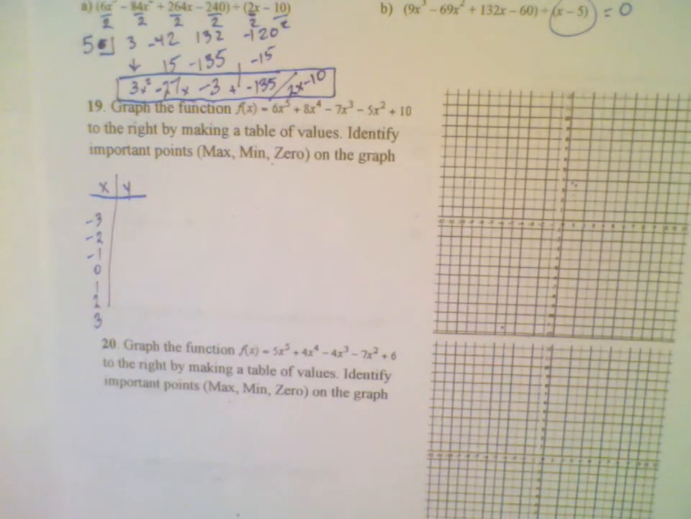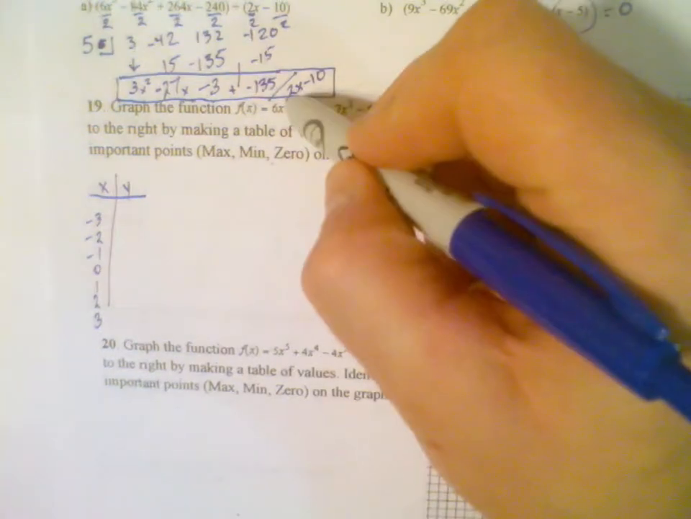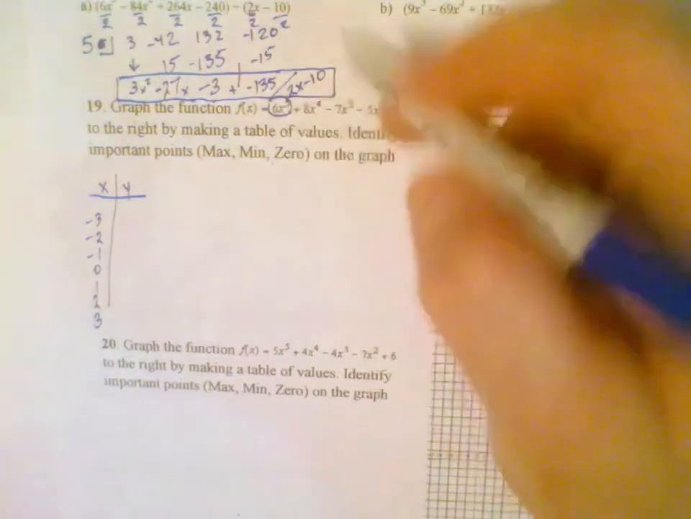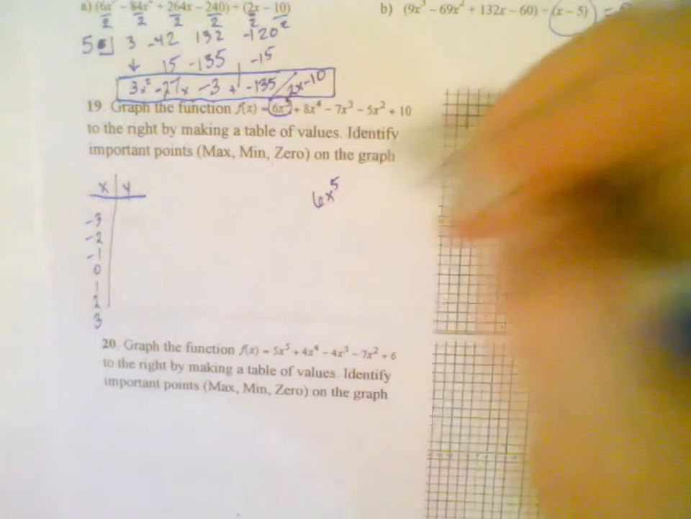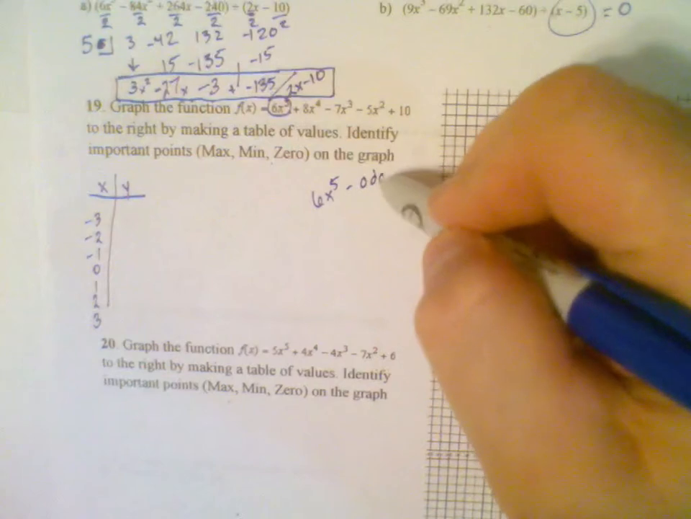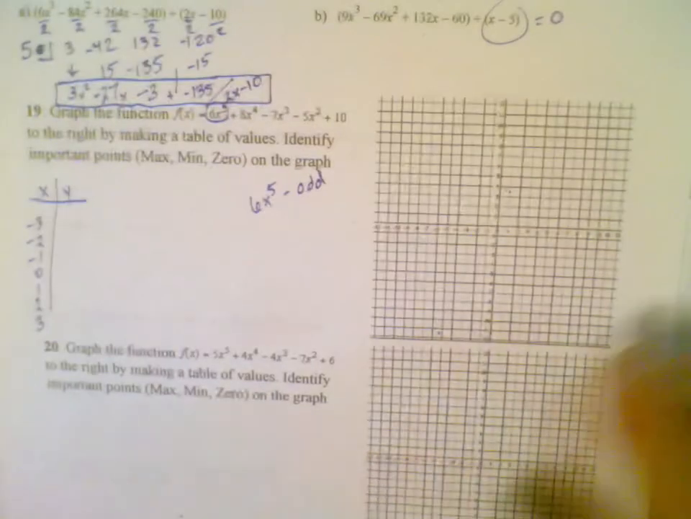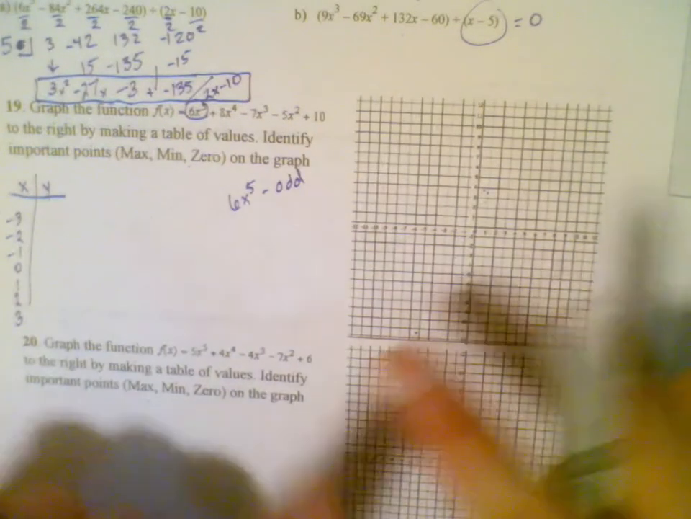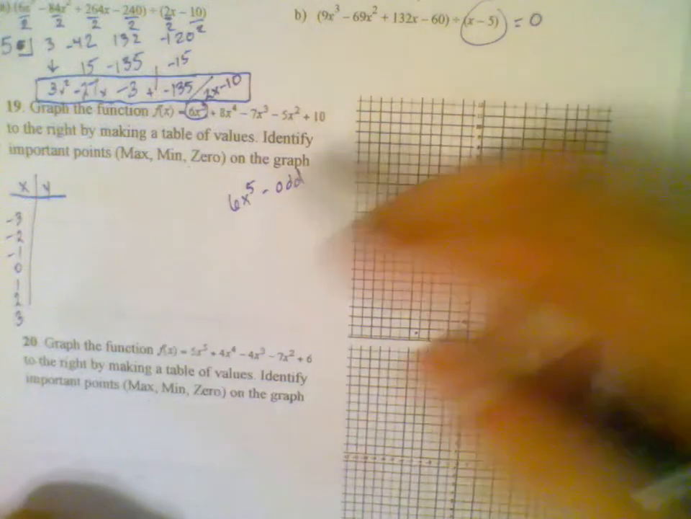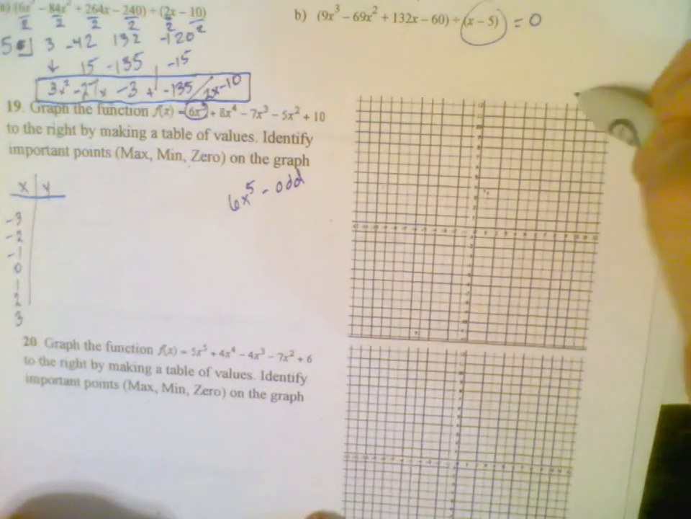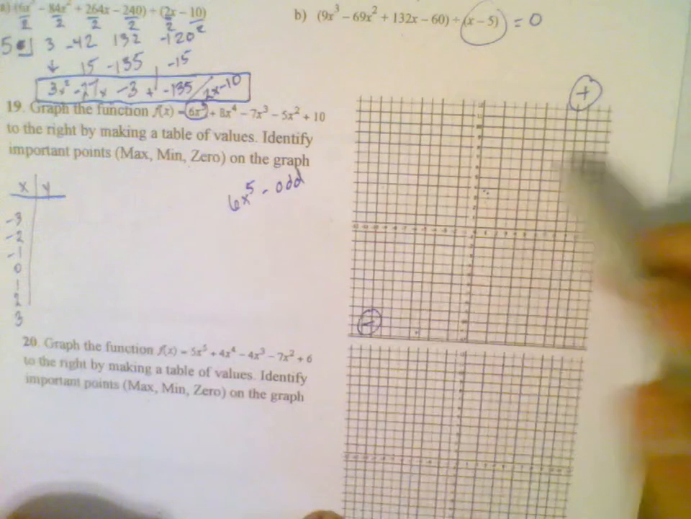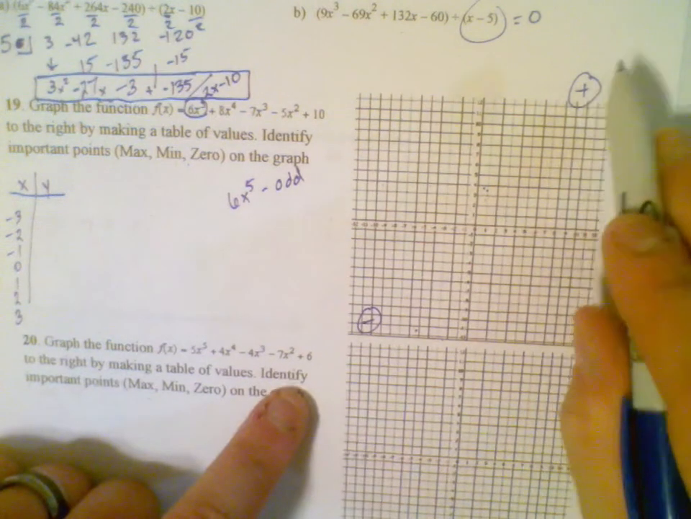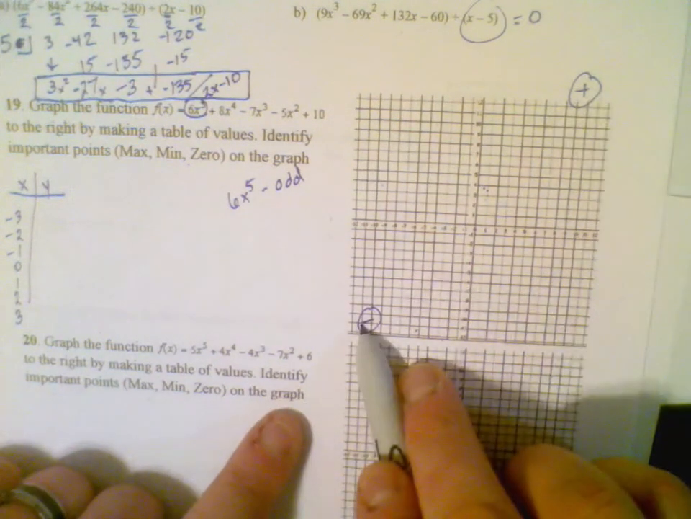All right, so some things I can look at on the graph to see if I did it correctly. I look at my leading term, so it's 6x to the 5th. I know that this is an odd function. So if I think about end behaviors, I know they're going to be opposite directions. All right, 6 is positive, so I know it's going to go somewhere up here and somewhere down here because the leading coefficient is positive, so I go up to the right, down to the left.